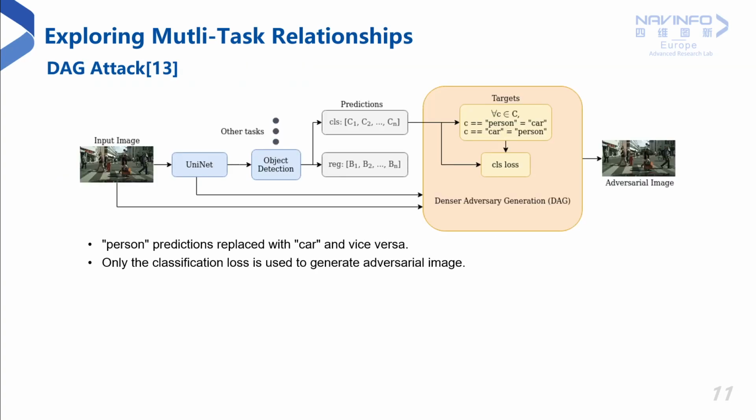In this attack, we focus on the classification branch of object detection. The attack is called tag attack. Out of all predictions, car predictions are changed to person and person predictions are changed to car. This target is used to calculate classification loss, which is then used as the attack objective. The attack is successful if it swaps car and person predictions.